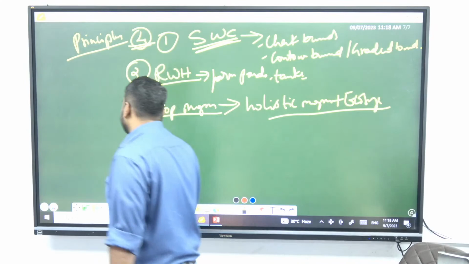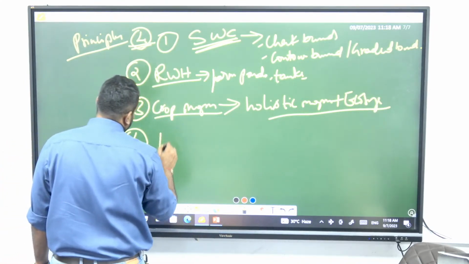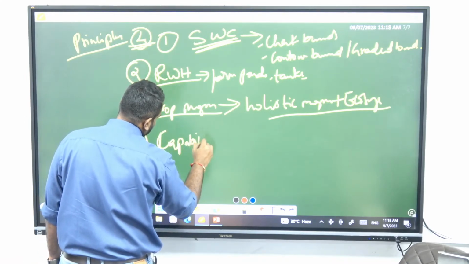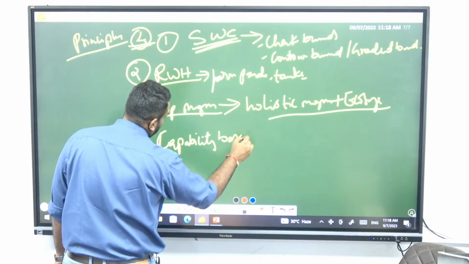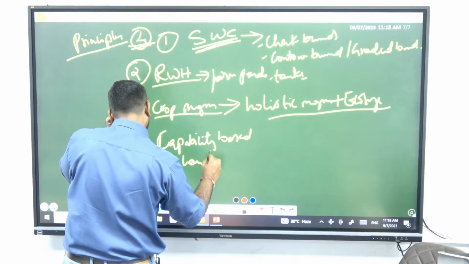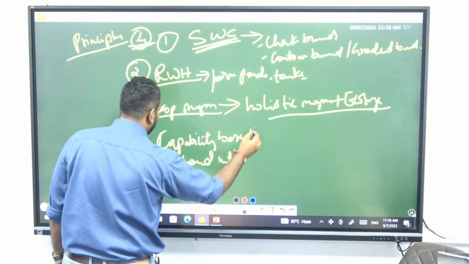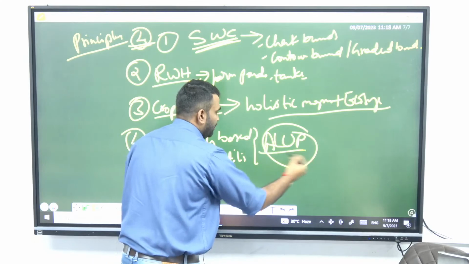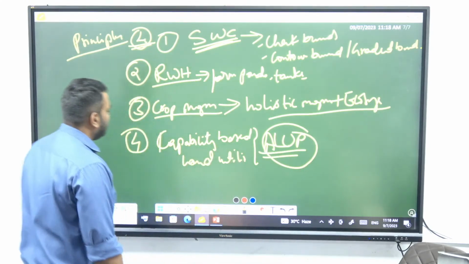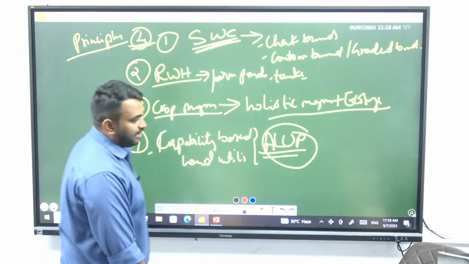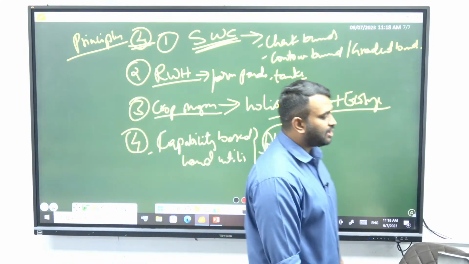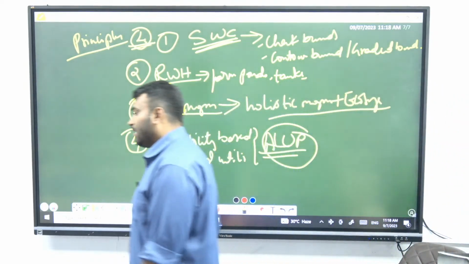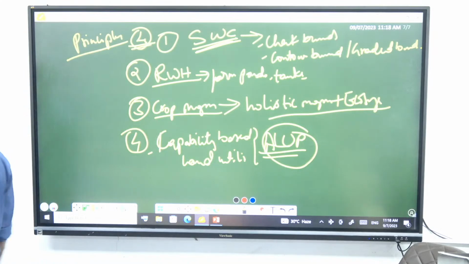The fourth major principle is capability based land utilization. Or else you would have heard about this as alternative land use plan, LUP, remember? That is to say, soil is categorized based on its capability. Depending on this capability, it will be classified and accordingly agriculture should be practiced. So these are the major principles.